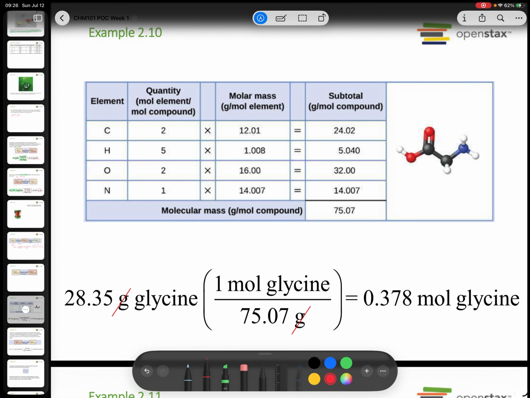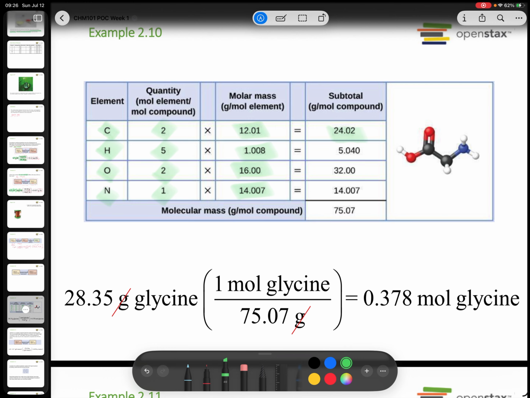So for glycine, yan, C2H5O2N, so yun yung mga elements niya. We have carbon, hydrogen, oxygen, nitrogen. So calculate the molar mass by adding yung atomic contribution. So 2 carbons, 5 hydrogen, 2 oxygen, 1 nitrogen. I-multiply natin siya sa individual molar mass ng mga element na yun. For carbon, 12.01 and so on. Yan na yung mga molar mass. So upon multiplying, makukuha tayo ng subtotal.